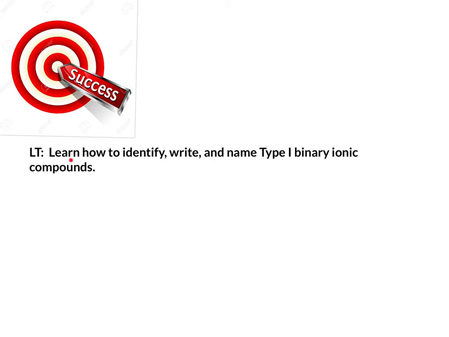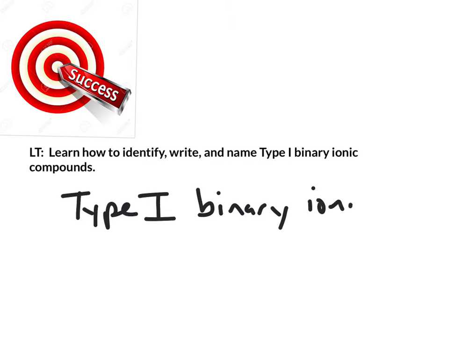In this video, you're going to learn how to identify, write, and name something called type 1 binary ionic compounds. Let's first talk about this term, type 1 binary ionic compound. So type 1 describes what kind of metal is in the compound.